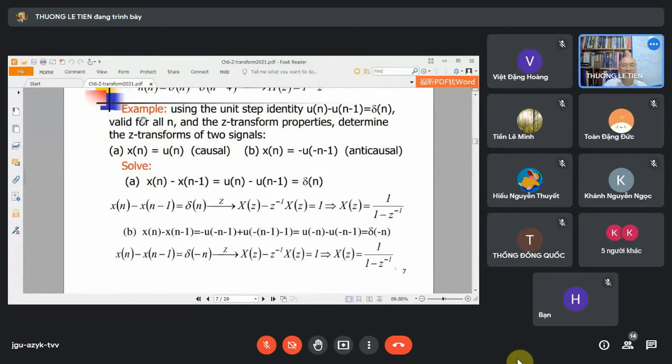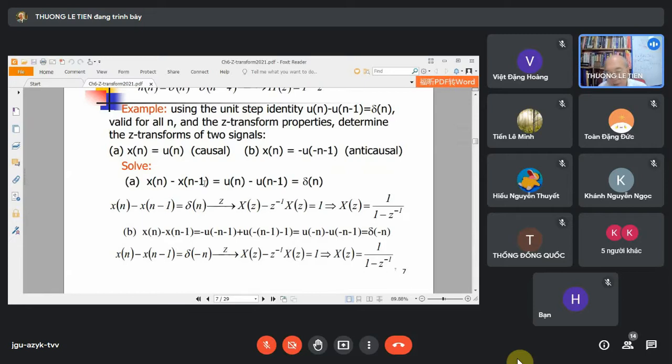Now, this is important. Try to take notes on this one. Using the unit step identity: u[n] minus u[n minus 1] equals delta[n]. This one is valid for all n. Now, use the Z transform properties to determine the Z transform of the two signals: x[n] equal to u[n], and x[n] equal to minus u[minus n minus 1]. This one is namely the anti-causal signal.